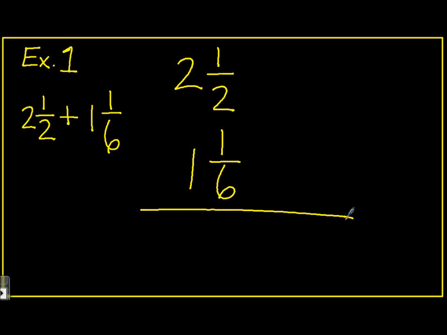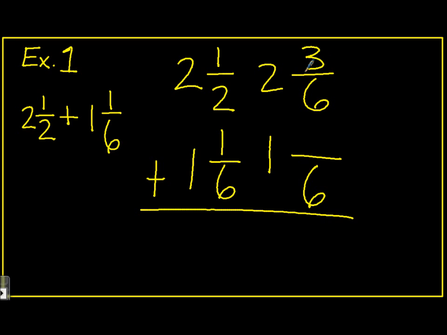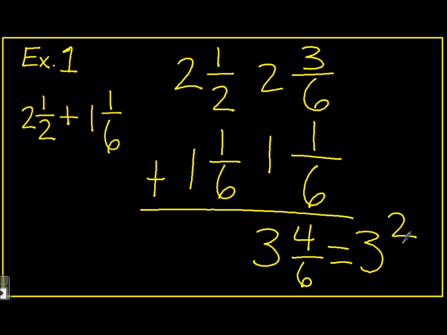Next, we want to find the common denominator of both 1/2 and 1/6. We can see that the common denominator in this case would be 6. 2 goes into 6 3 times. 3 times 1 is 3. 6 goes into 6 once. 1 times 1 is 1. We add them together. We end up with 3 and 4/6, which simplifies to 3 and 2/3.